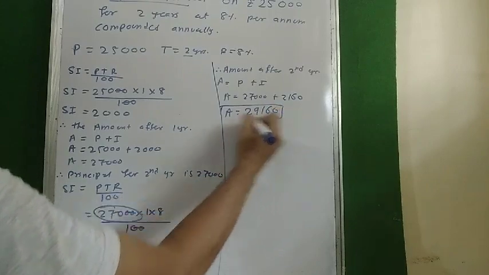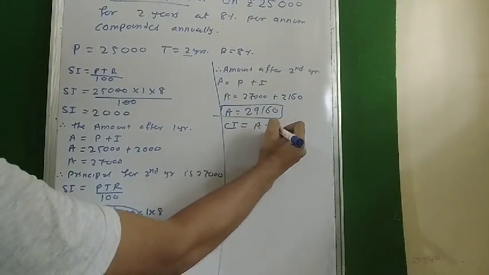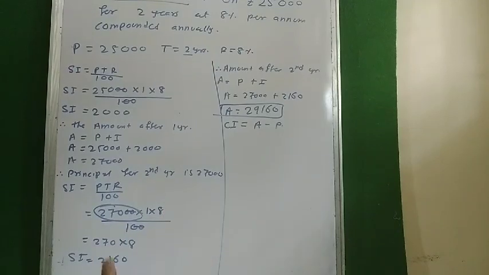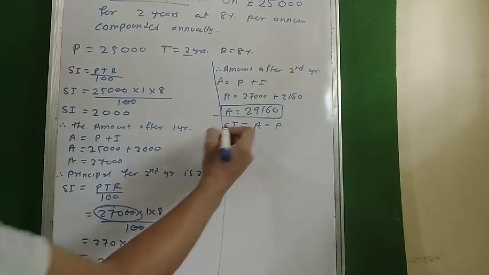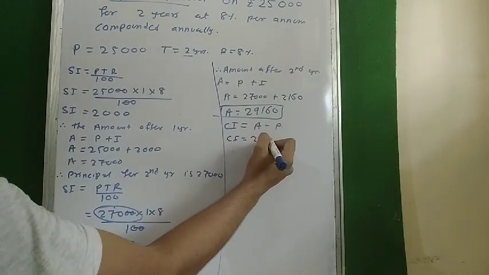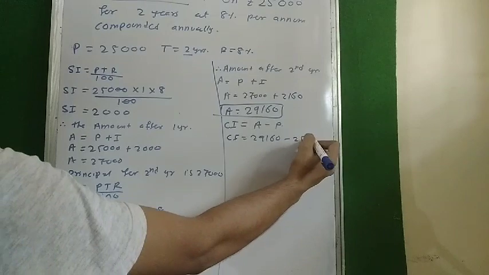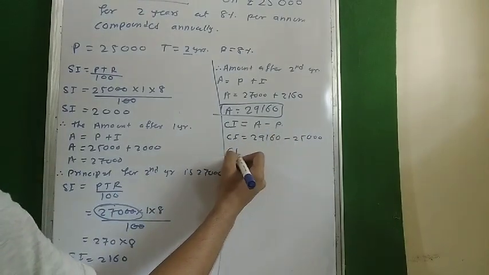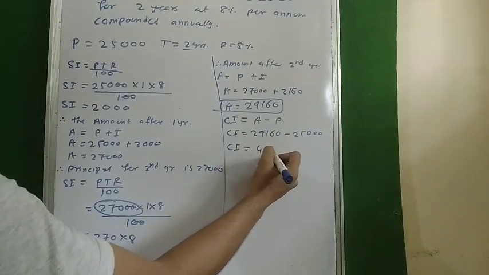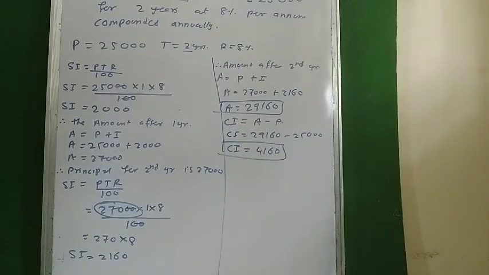Then what is the compound interest? Therefore compound interest is amount minus principal. What is the extra amount you are going to get? So compound interest is the amount, 29,160, minus what you have invested, which is 25,000. So the compound interest is 4,160 after 2 years.